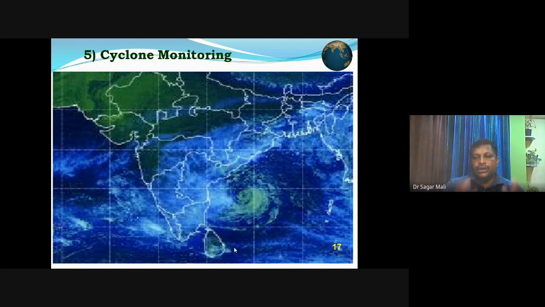So if a cyclone originates, we can monitor that cyclone, its movement, the speed, the direction, everything. And recently we know that earlier the physical damage and loss of life was more, but nowadays cyclones still hit many parts of India, but we have minimized the casualty of life. No doubt property loss we cannot prevent, but yes, we have control on the loss of life through technology.